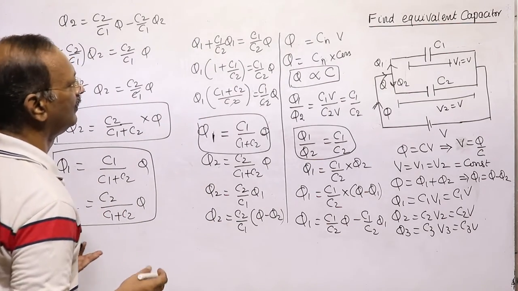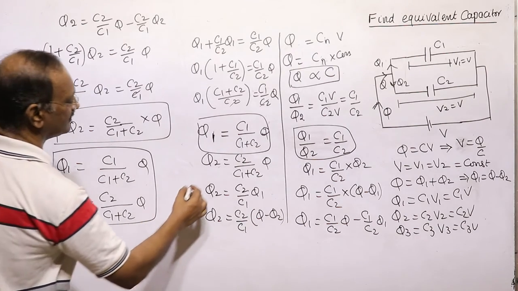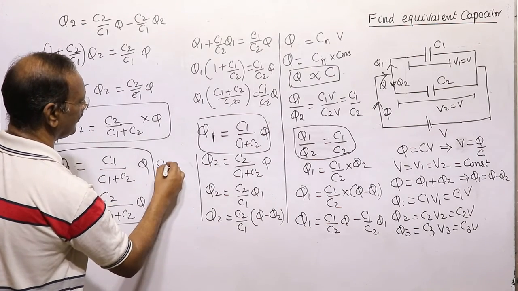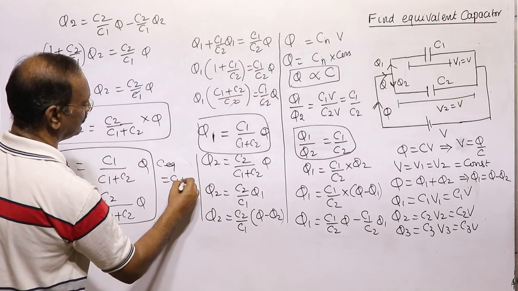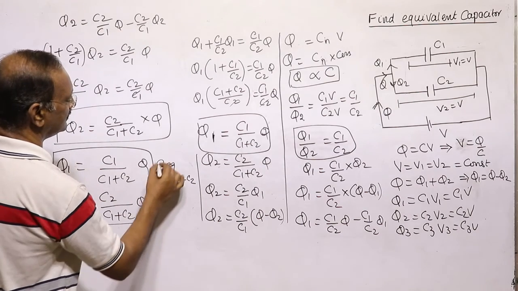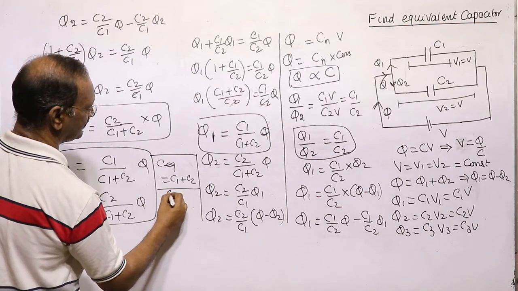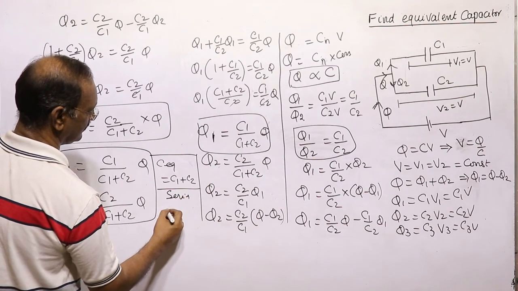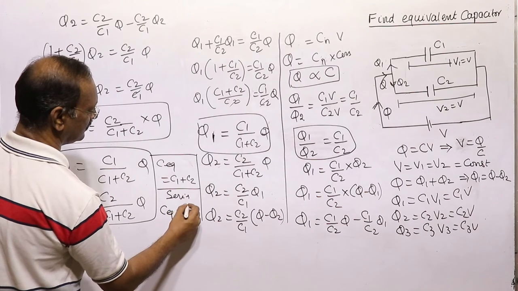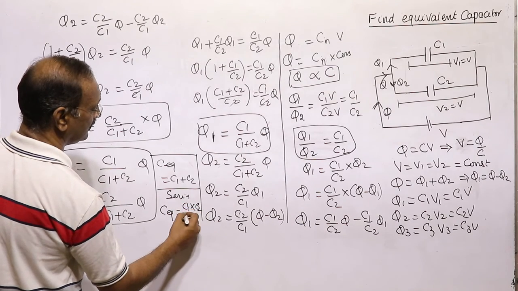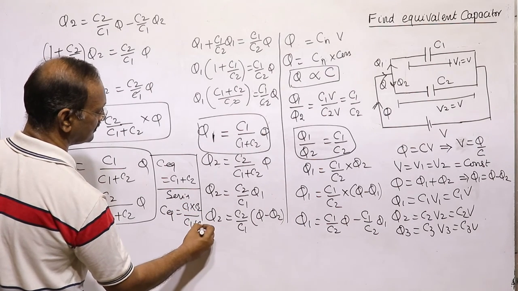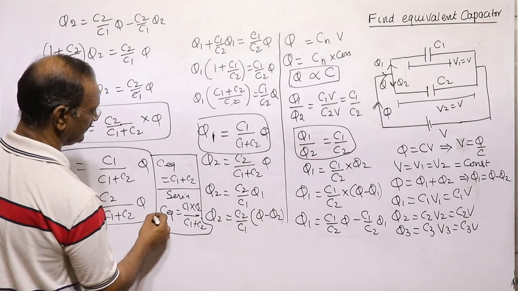And the equivalent capacitance is very simple. C equivalent is equal to C1 plus C2 in case of parallel. In case of series, C equivalent is equal to C1 into C2 divided by C1 plus C2. That is the answer.